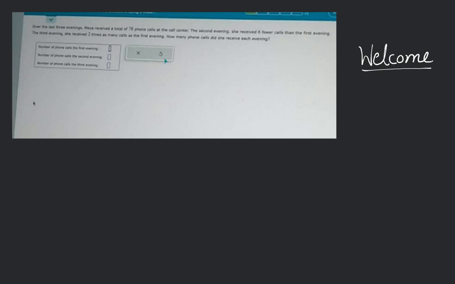In such types of questions, we read the given conditions properly and try to make an equation out of it. And once we get different equations, we either compare them or we solve for one value. We can solve this, and then we will get the other values. So we know that the total number of phone calls is 76.